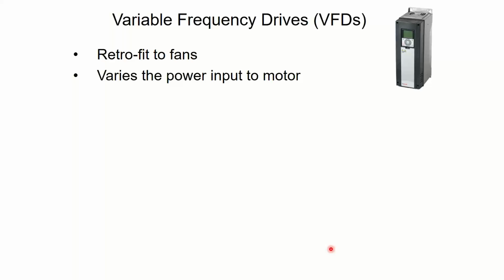What a VFD, or variable frequency drive, does is change the frequency of the signal that's going to the motor. So it basically varies the input of power to the motor. So you don't get full power, you're only going to get 80% of power. You're going to get 72% of power.